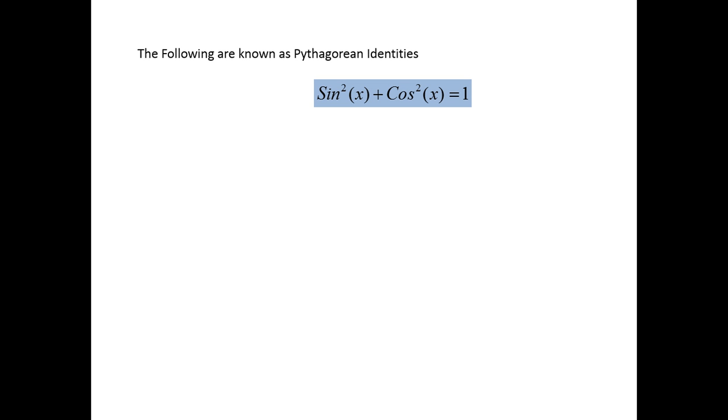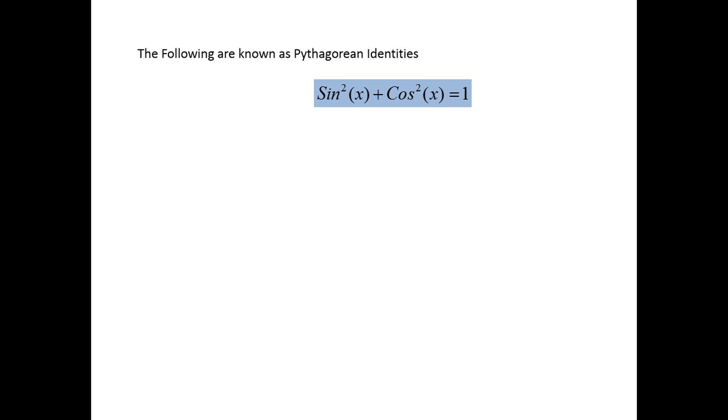All of them here are going to be highlighted. Sine squared plus cosine squared equals 1. We know we got that. We derived that from the unit circle. That's an identity. It means that for any value of x, degree value, radian value, this statement will hold true.